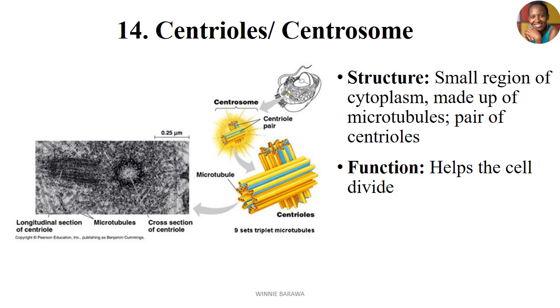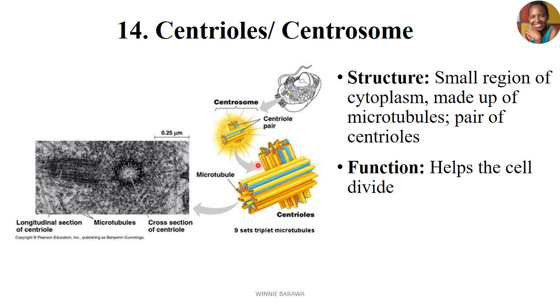And lastly, we have the organelles that we call centrioles or centrosome. By structure, it's a small region of the cytoplasm that is made up of microtubules, or a pair of centrioles. So the centriole is a pair of microtubules located on a small bit of the cell. What the centrioles do is help during cell division, and by cell division we mean mitosis or meiosis. In mitosis, we generate two daughter cells with the same characteristics as the parent. In meiosis, we generate four daughter cells, with characteristics from the parent, but they have a haploid nature.